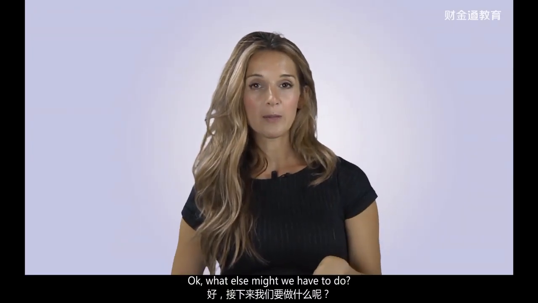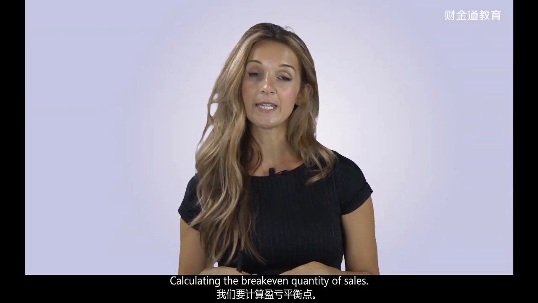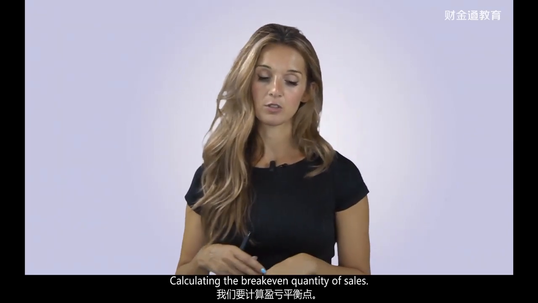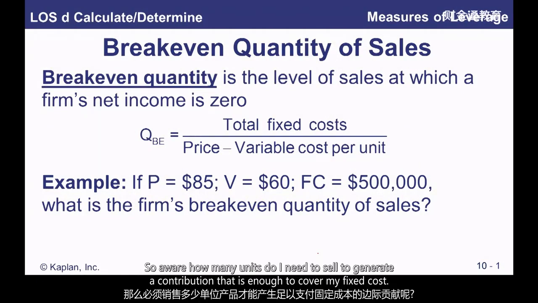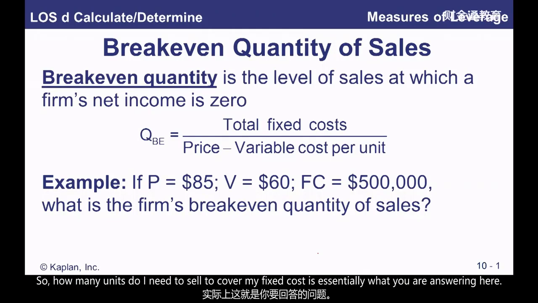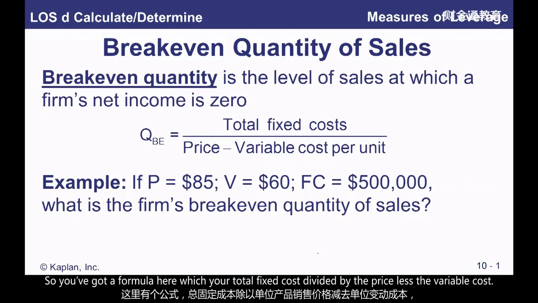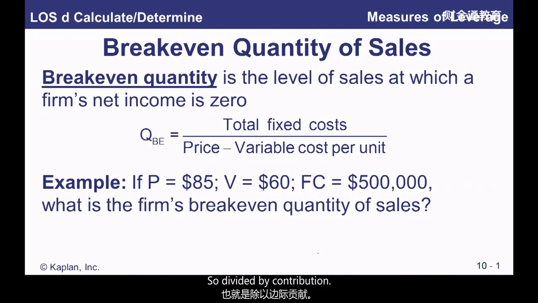Okay, what else might we have to do? Calculate the break-even quantity of sales. So the break-even quantity is the level of sales at which the firm's net income is 0. So it's how many units do I need to sell to generate a contribution that is enough to cover my fixed costs? Essentially is what you're answering here. So you've got a formula here. It's your total fixed cost divided by the price less the variable cost, so divided by contribution.